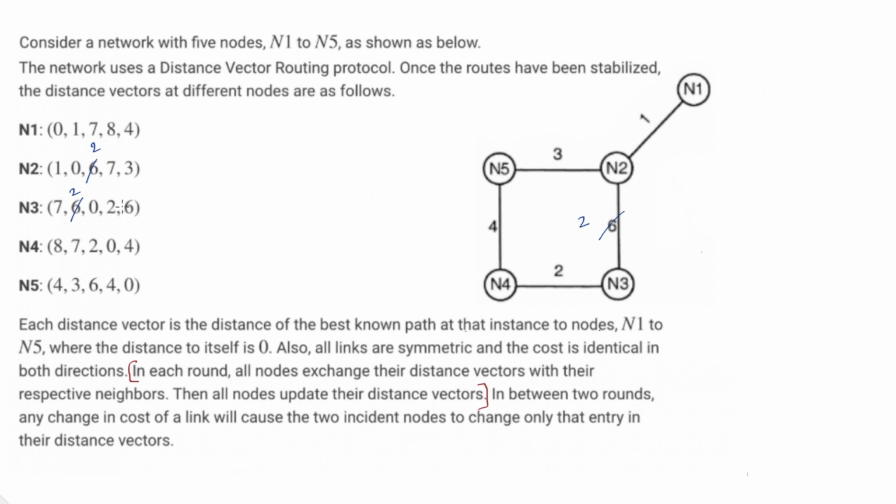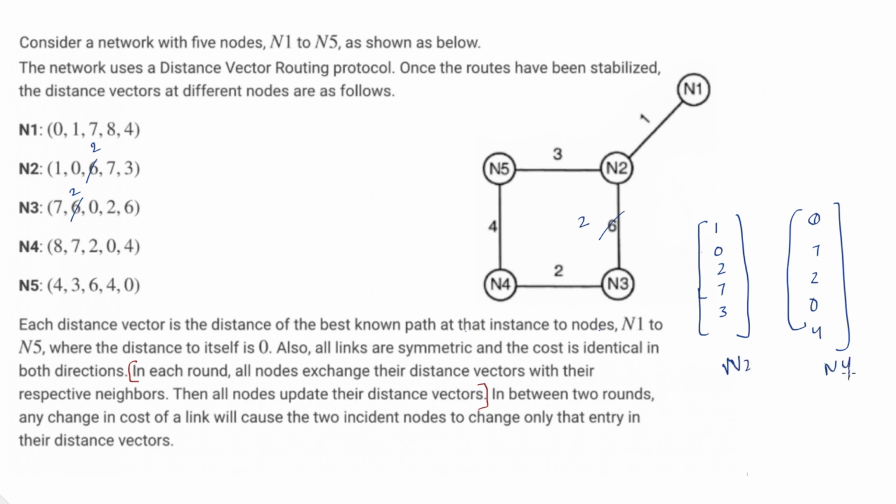Now there will be one exchange of rounds. So n3 will be getting distance vectors from n2 and n4. N2 distance vector is this. So let me write it here: 1, 0, 2, 7, 3, and n4 distance vector is this, which means 8, 7, 2, 0, 4. Now n3 will be getting these distance vectors from n2 and n4, and n3 to n4 is 2, and n3 to n2 is 2, right? So this is the vector we are getting from n2: 1, 0, 2, 7, 3, and 8, 7, 2, 0, 4. This is the vector we are getting from n4.